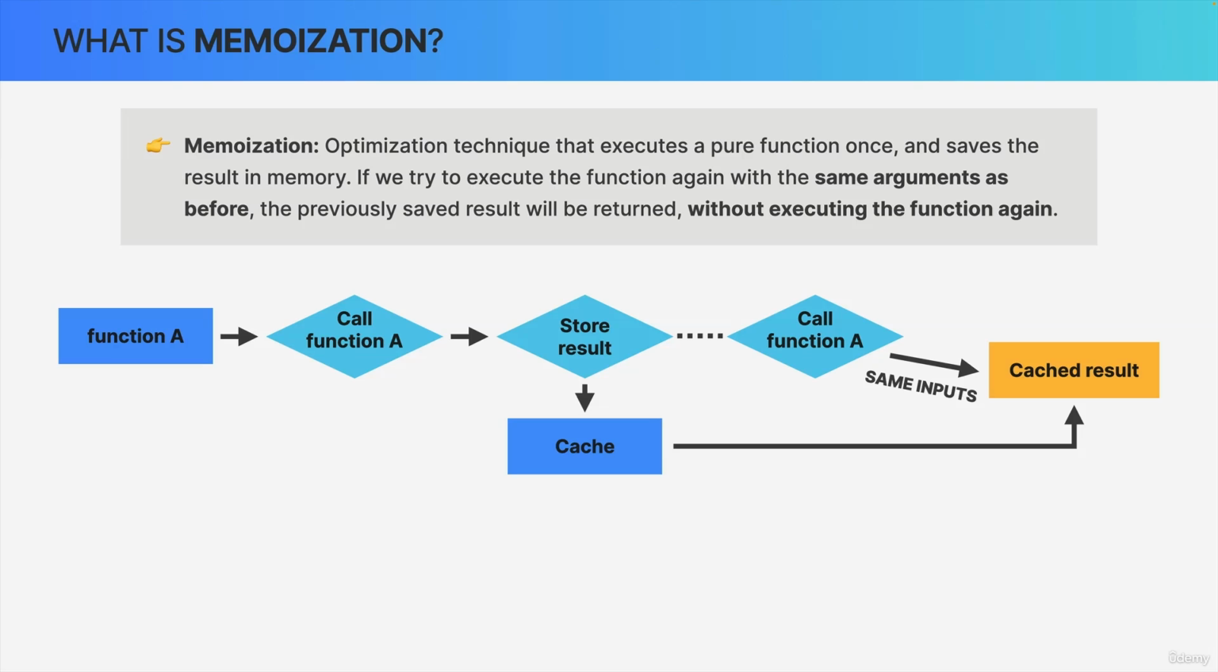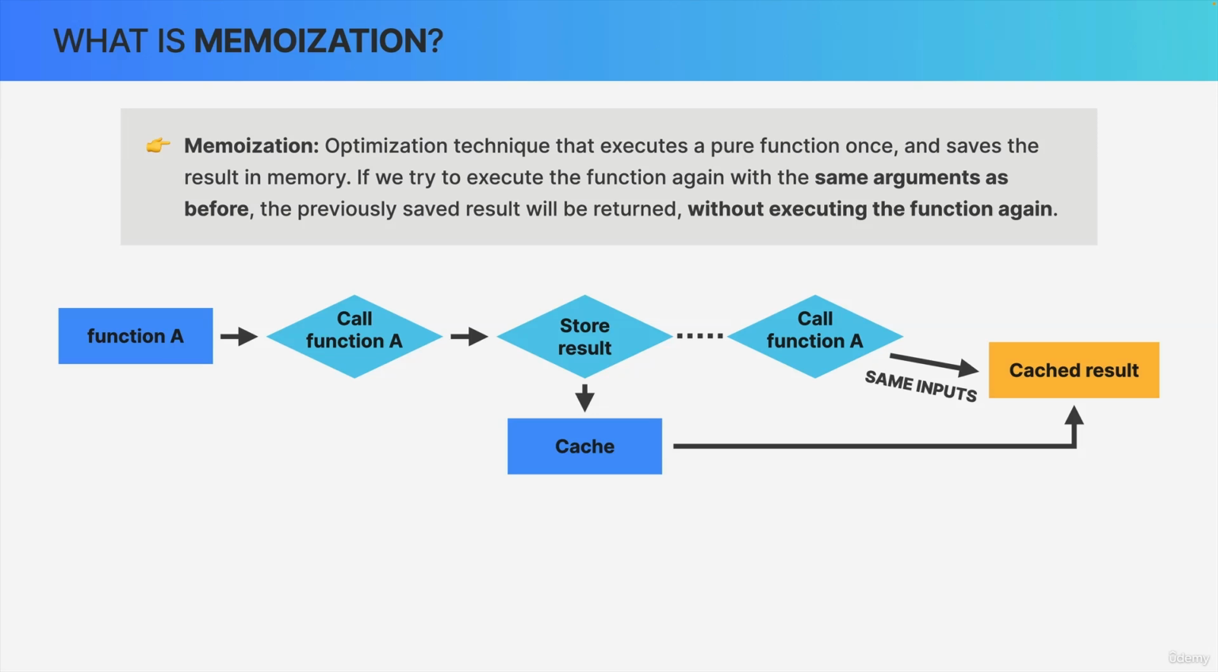And that makes a lot of sense, right? So if the arguments are exactly the same as before, it means that in a pure function, the output will be the same. Therefore, it makes no sense to execute the entire code again if we can just read the cached result.